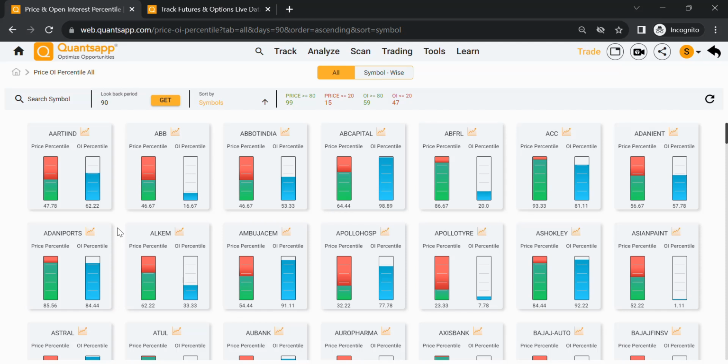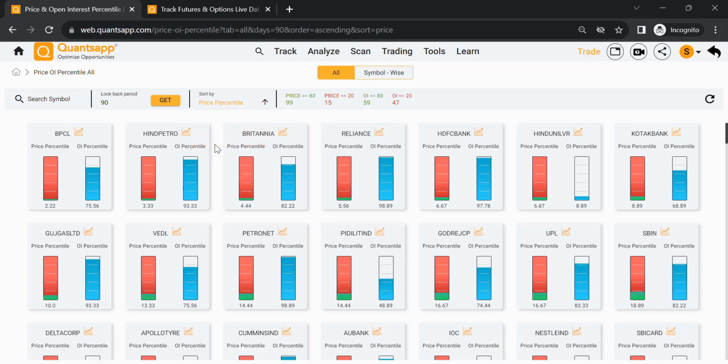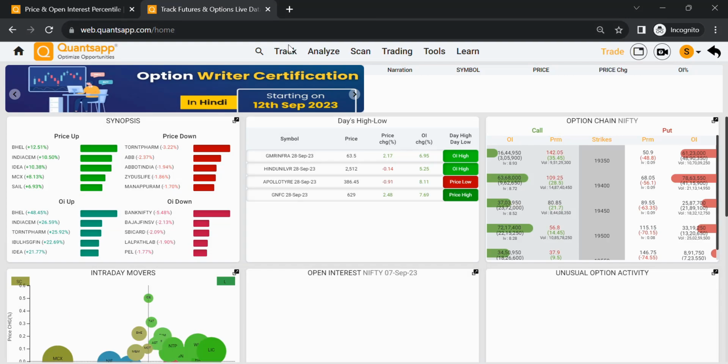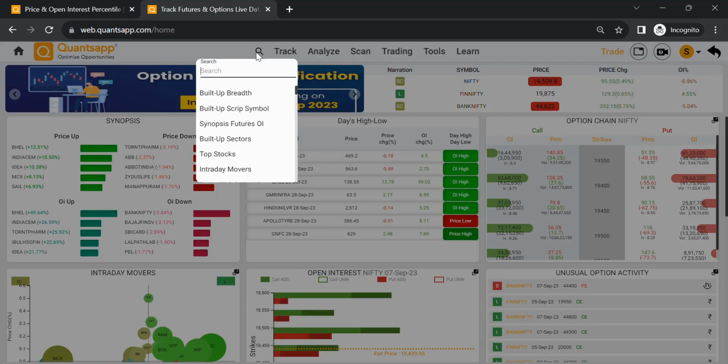So again to repeat, positive momentum in the price is indicated when the price percentile is above 90, and negative momentum, that means price percentile below 20. Now in order to catch such stocks, I'll sort it as per price percentile. Automatically, if you see BPCL, HPCL, Britannia, their price percentile is very low. That is telling me that BPCL's price has fallen a lot in the recent data. So let's go ahead and validate that if that is the case.